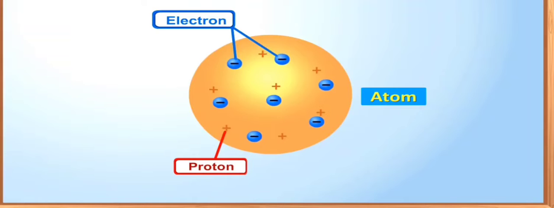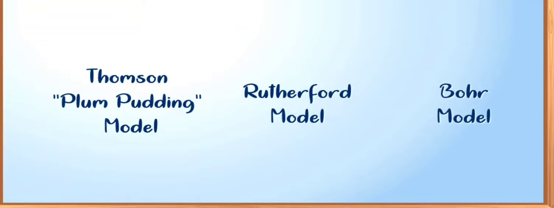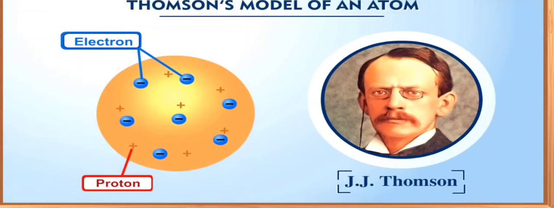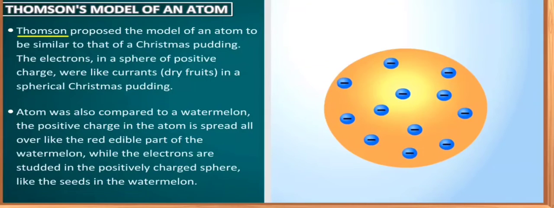Now it is important to know how these subatomic particles, electrons and protons, are arranged in atoms. Friends, many scientists tried to explain this by proposing several atomic models. The first model to understand the structure of an atom was proposed by J.J. Thomson. Now let us discuss J.J. Thomson's model of an atom.